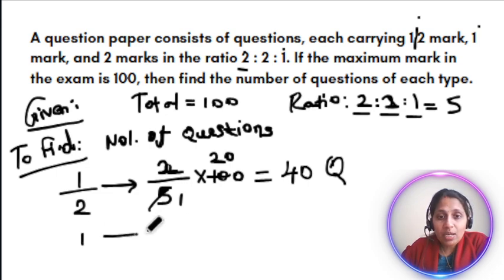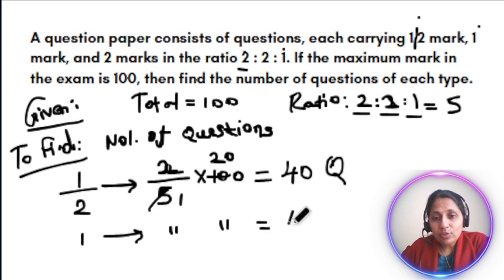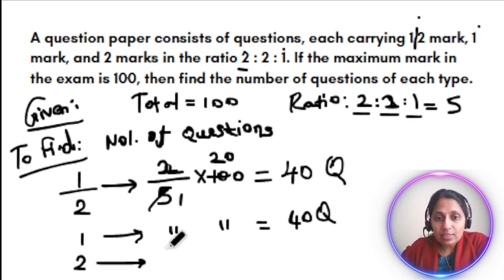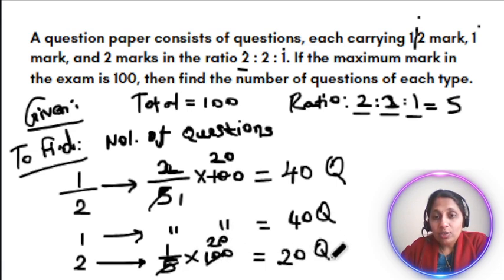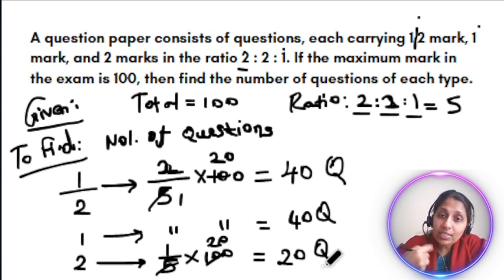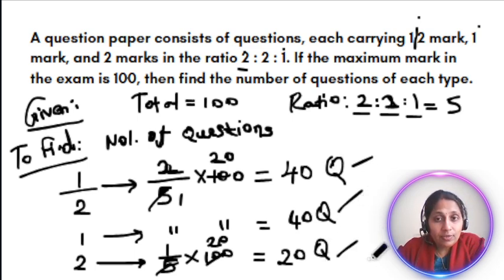How much does the 1 mark take? That is also 2 out of 5 parts, so that will also be 40 questions. And how much is the 2 mark? This is 1 out of 5 times 100, 1 part out of 5 parts. So the answer is just 20 questions. And note down, you can recheck this answer by adding up all the questions. For example, 40 plus 40 plus 20 gives you the 100 questions back again.